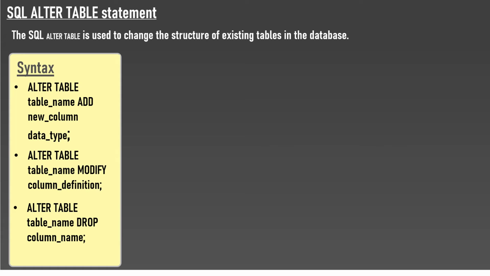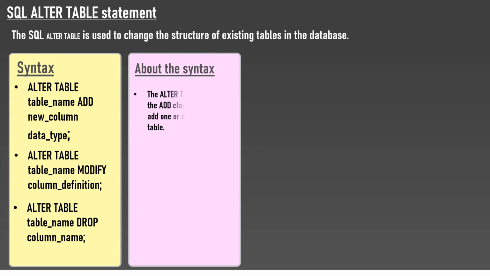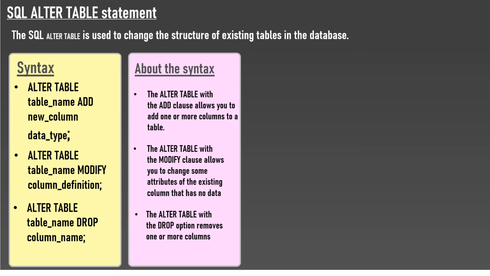And if you want to drop an existing column, the statement will be ALTER TABLE table name DROP column name. So all these options available in the alter table statement make it possible to add new columns, modify the column definition, and remove existing columns from the database schema.